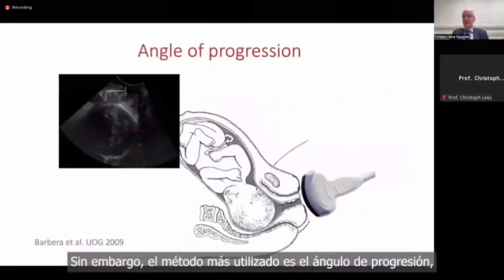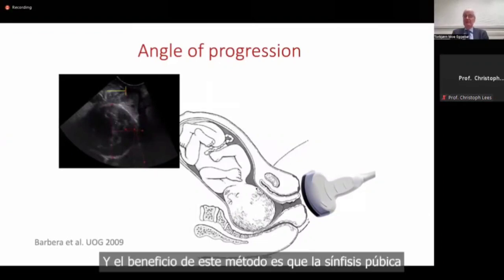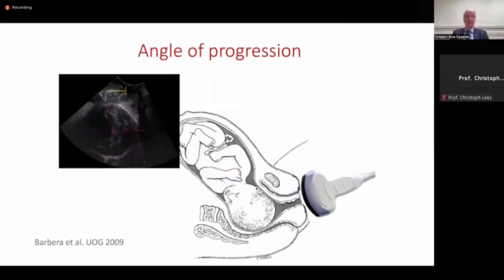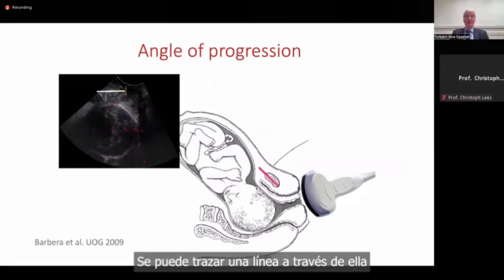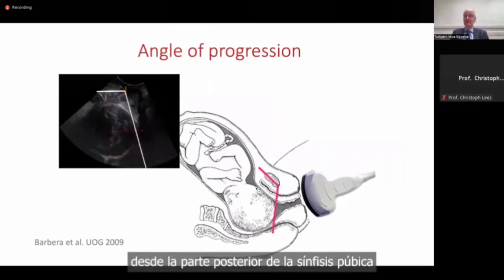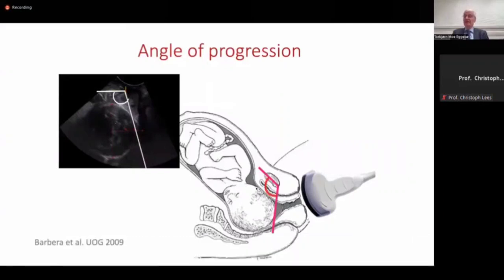However, the most used method is the angular progression, published by Barbera et al. And the benefit of this method is that the symphysis pubis is used as a reference structure. You can draw a line through the symphysis pubis, and from the posterior part of the symphysis pubis, you draw a tangent to the fetal skull and measure the angle.